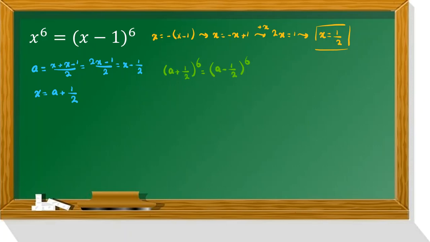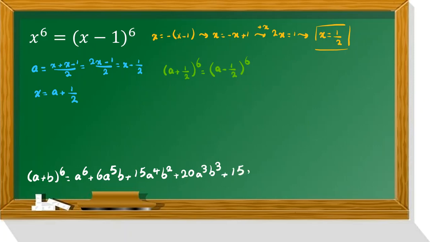Now, for solving this part, we should know the power of 6. If we have a plus b to the power of 6, it is equal to a to the 6 plus 6 a to the 5 b plus 15 a to the 4 b squared, 6 choose 2, 6 choose 3, 20 a cubed b cubed, plus 15 a squared b to the 4, plus 6 a b to the 5, plus b to the 6.